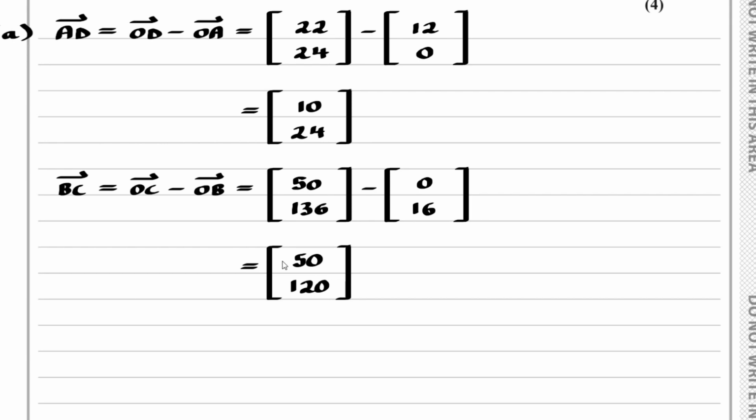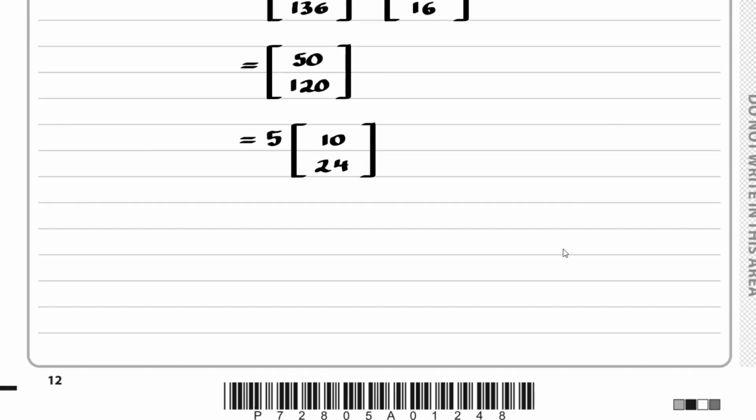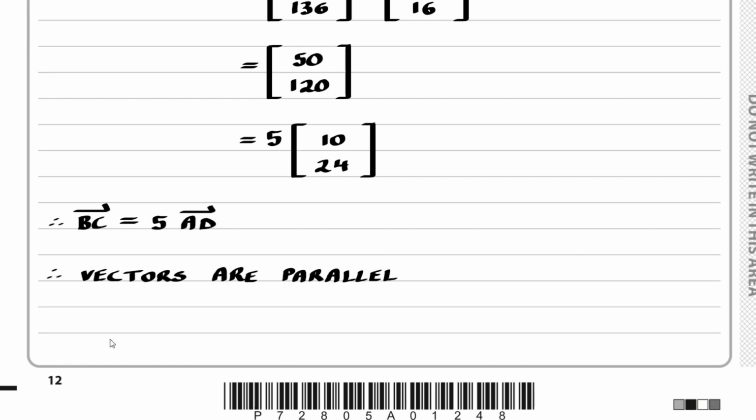And what we can do with this vector BC is factorize out a 5, and if I factorize out a 5, what we'd have is 5 multiplied by 10i plus 24j. So what you can see here then is BC is 5 times greater than the vector AD. So because BC is equal to 5 multiplied by AD, we can conclude that the vectors are parallel.